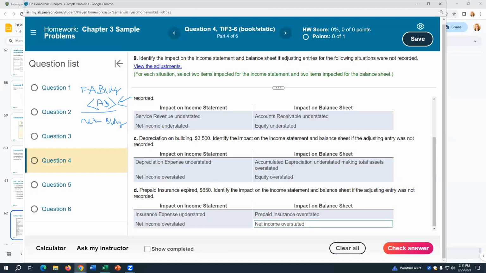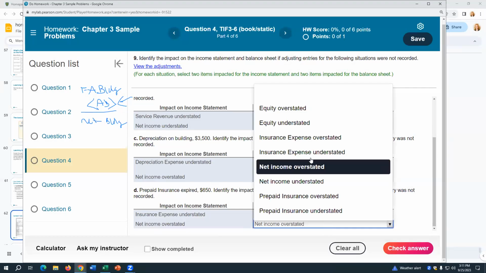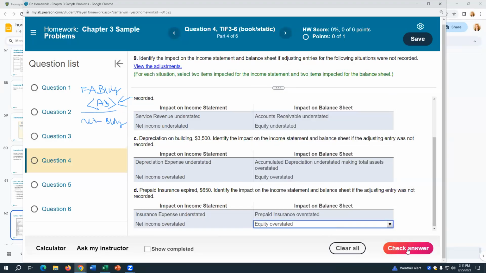Oops, what did I do here? Net income is, oh, I put net income, equity overstated. Grabbed the wrong one. There we go.